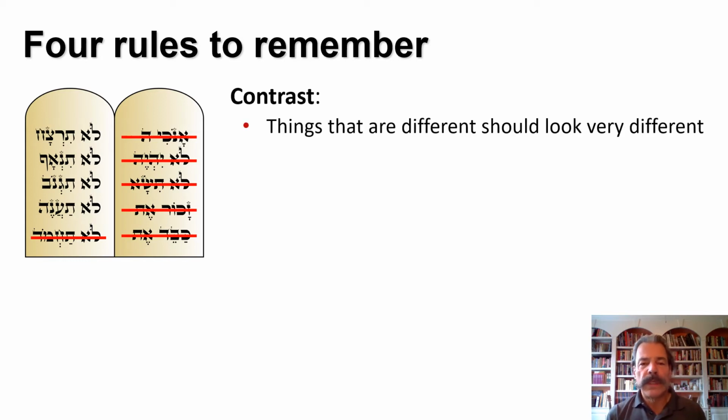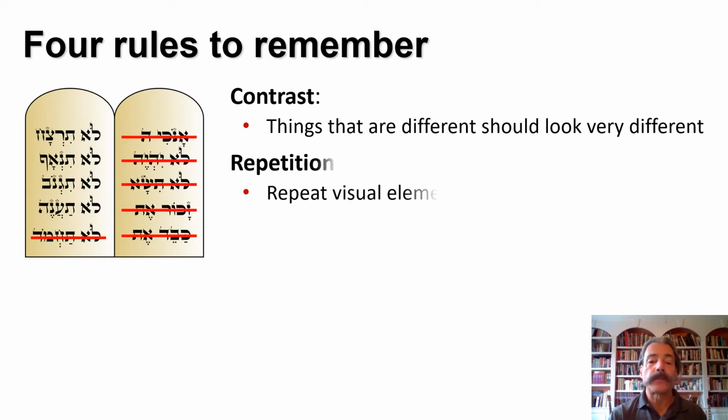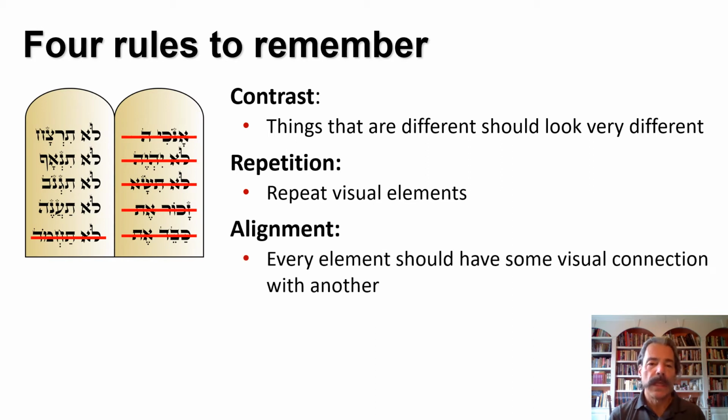The first one is contrast. You can read the sub-bullets. So title should look different than body text, should look different than bullet points, at least as far as a presentation goes. Similar sort of thoughts in any Word document or business card or newsletter, magazine, anything. Repetition: repeat visual elements consistently throughout your presentation. That goes for font size and colors and everything else.